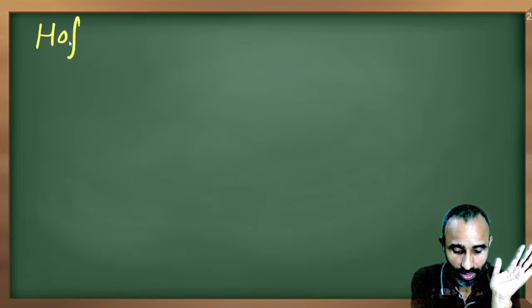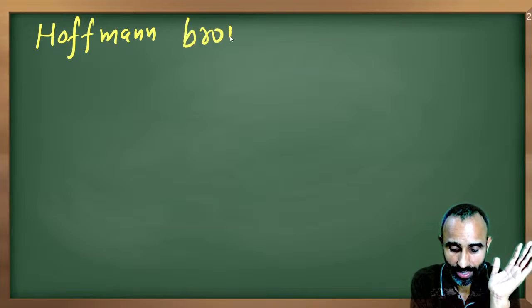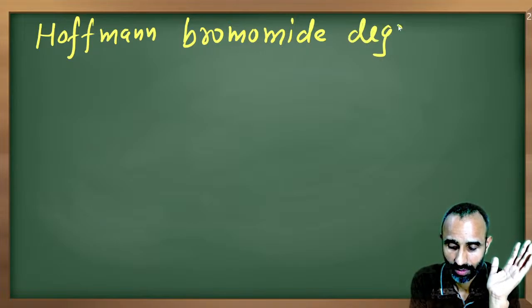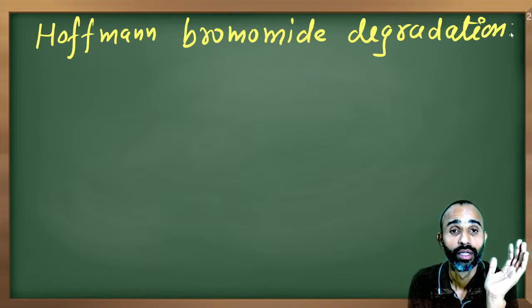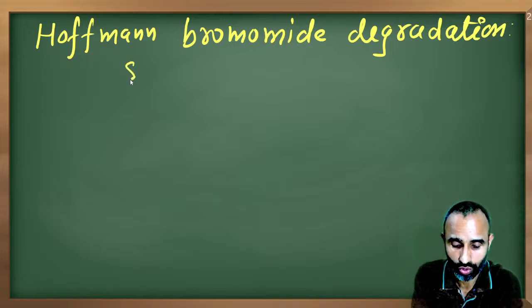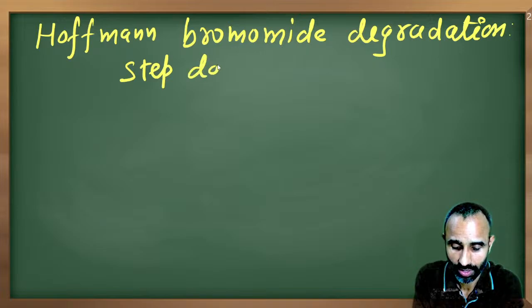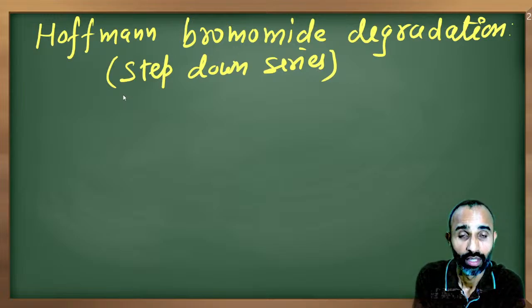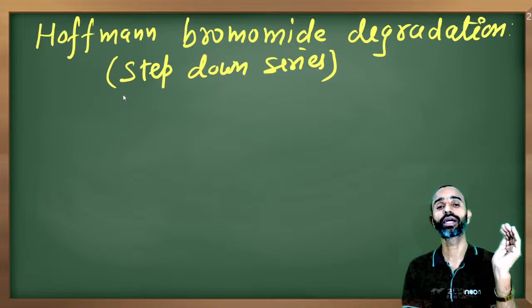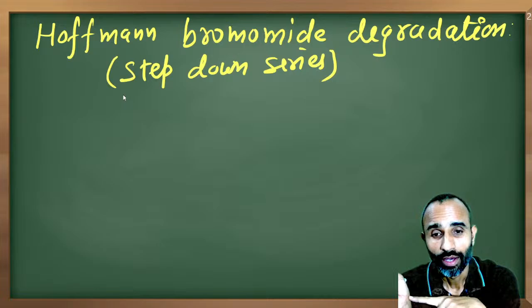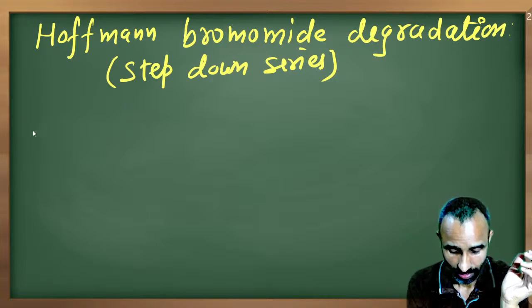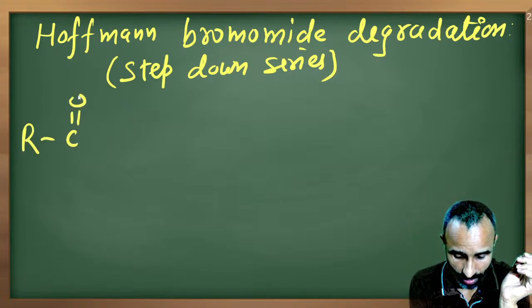Now next one is Hoffmann bromamide degradation. This is used to step down. This is for the step down series, means to decrease the carbons. So alkyl, there is an amide group.